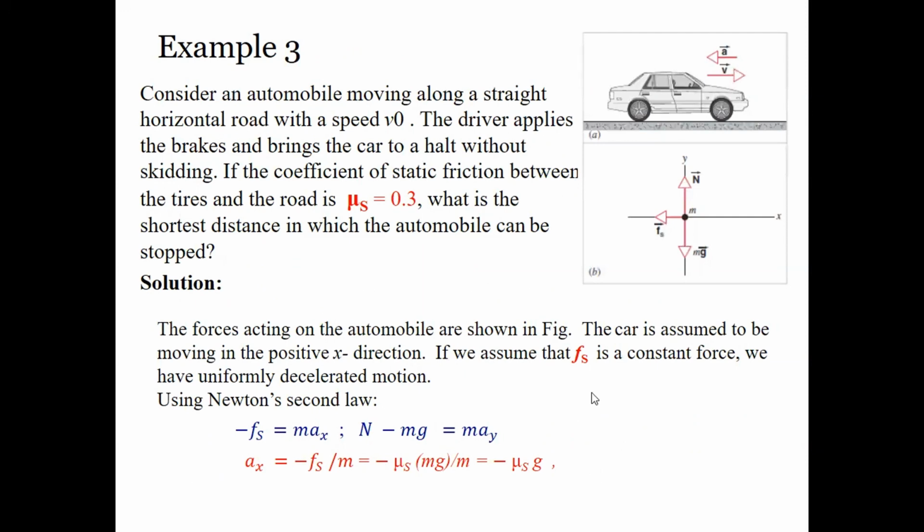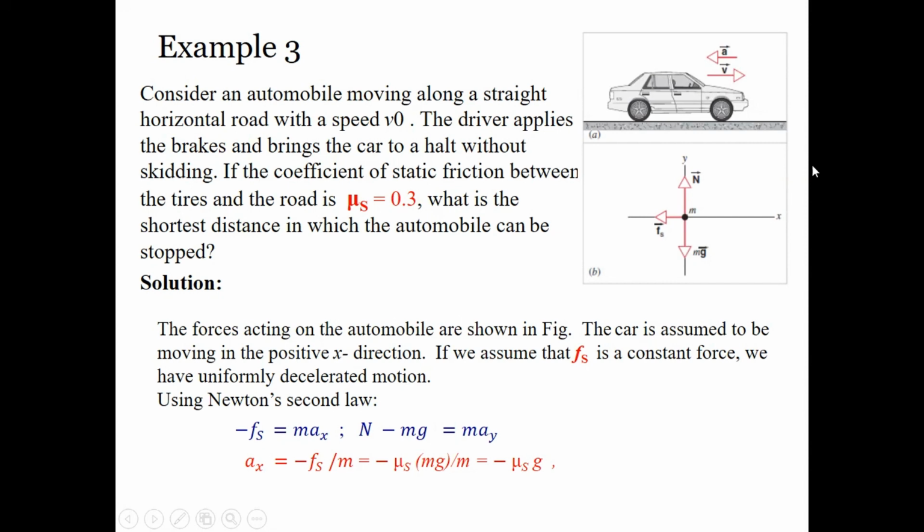Let's do one more example. We consider an automobile which is moving along a straight line on a horizontal road with a speed v naught. The driver applies brakes and brings the car to halt without skidding. If the coefficient of static friction between the tires and the road is mu s equal to 0.3, what is the shortest distance in which the automobile can be stopped?